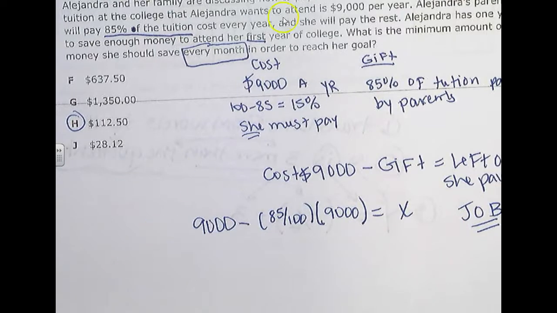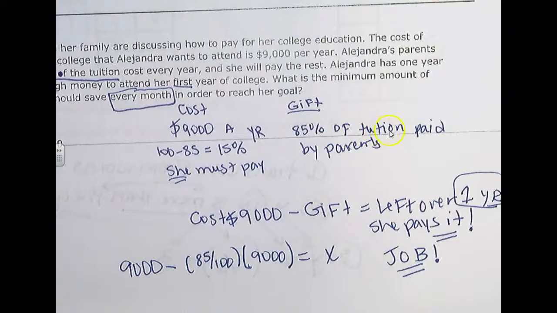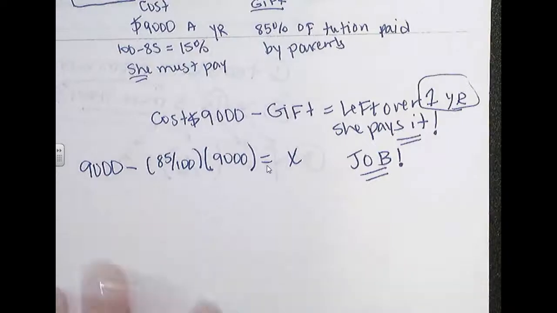So let's continue. I wrote over here your cost. So it's $9,000 for a year. I wrote gift, and that would be the parents. The mom and dad said they're going to pay 85% of the tuition. That means 100 minus 85 is 15% you must pay. J-O-B.